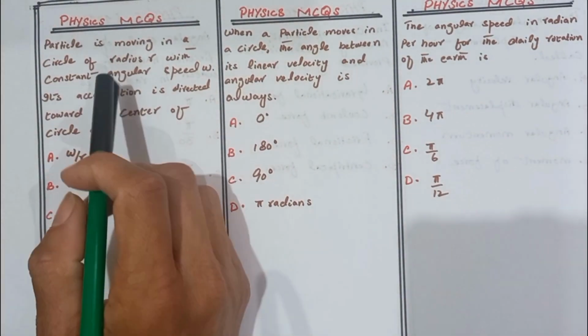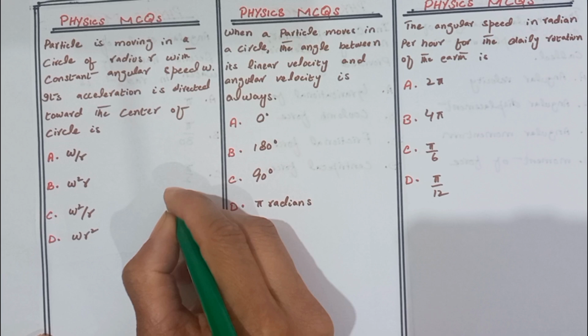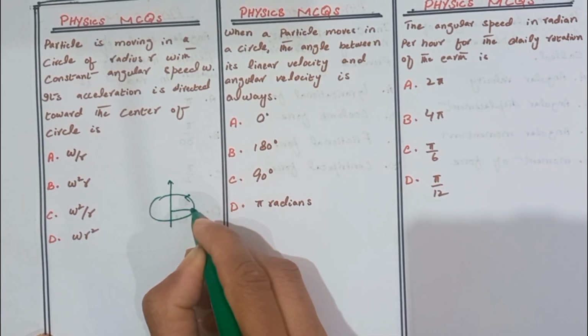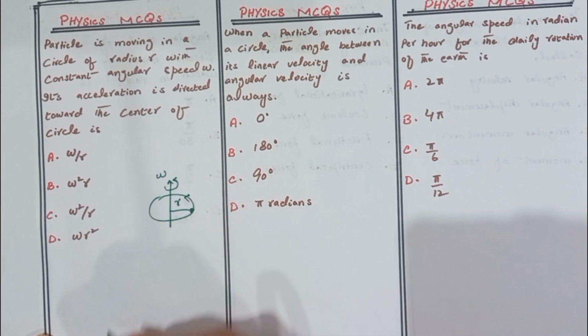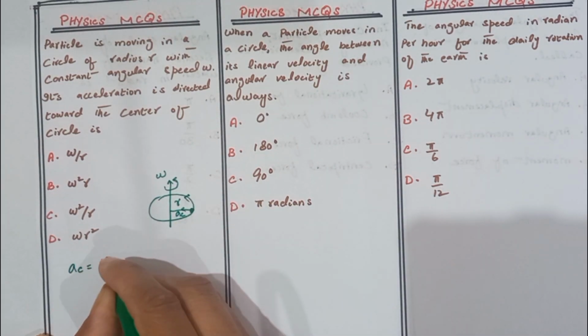Now discussing another MCQ: a particle is moving in a circle of radius r with constant angular speed omega. Its acceleration is directed toward the center of the circle. We know that when a particle is moving anti-clockwise in a circle of radius r with angular speed omega along the axis of rotation, its centripetal acceleration is directed toward the center of the circle, and centripetal acceleration is a_c = v squared by r.